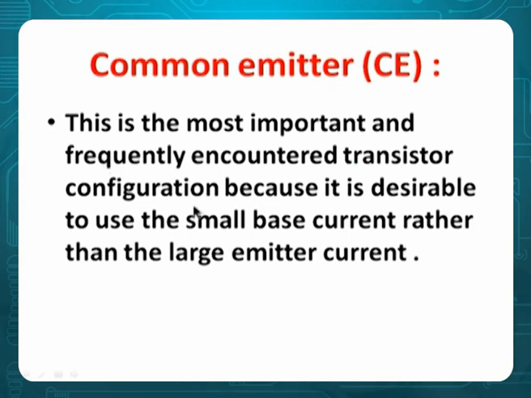This is the most important and frequently encountered transistor configuration because it is desirable to use small base current rather than large emitter current. Please understand here. In common emitter, the input becomes base. When the input is base, current is in microamperes, which you can really bear. Whereas in common base, emitter comes into picture and emitter current is very large. Therefore, right at the beginning level, common emitter has less input current. That's why it is preferred.